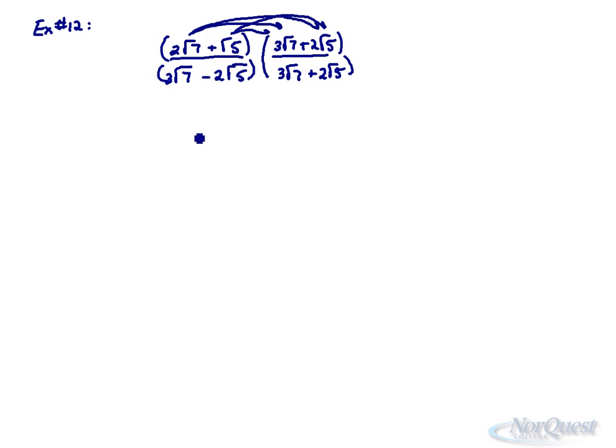So 2 times 3 will give me 6. Root 7 times root 7 will be root 49. 2 times 2 will give me 4. Root 7, root 5 is root 35. Root 5, well, since the coefficient is 1, we'll get 1 times 3 is 3, 5 times 7 to give me root 35. And root 5 times 2 root 5 will give me 2 root 25.